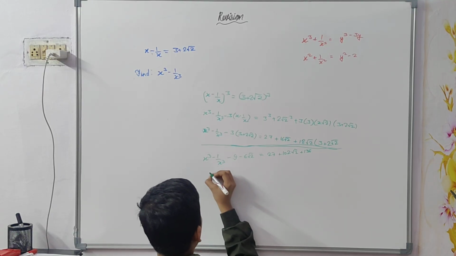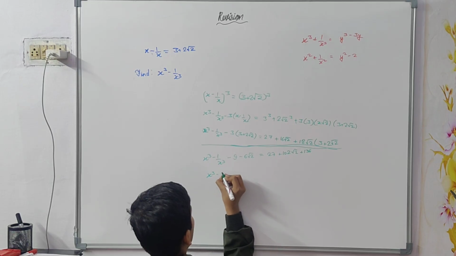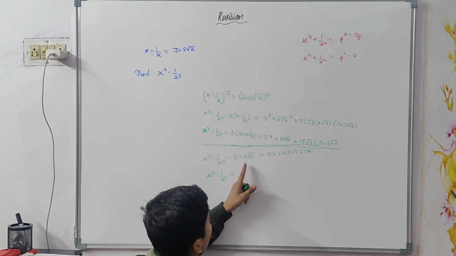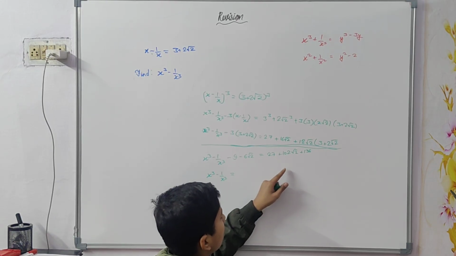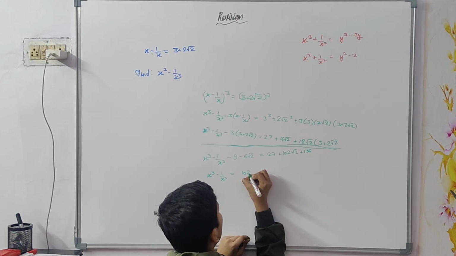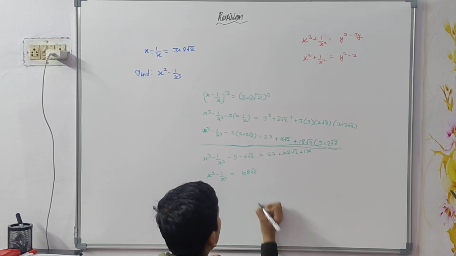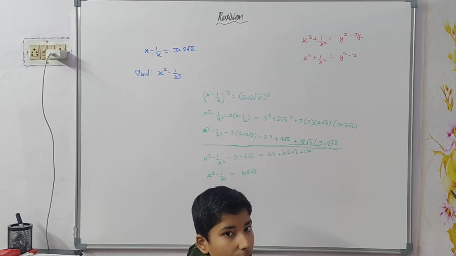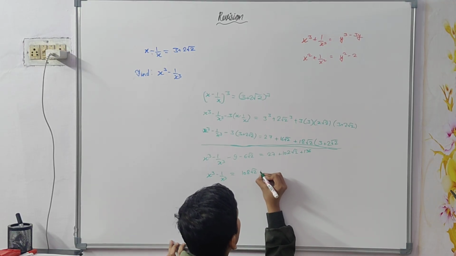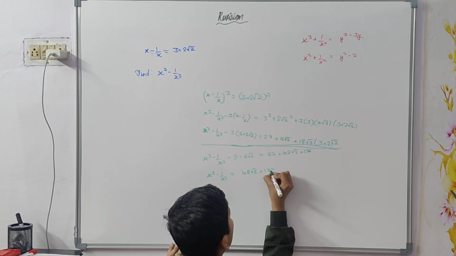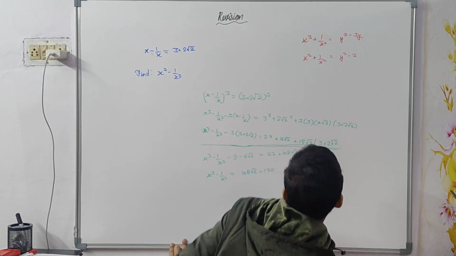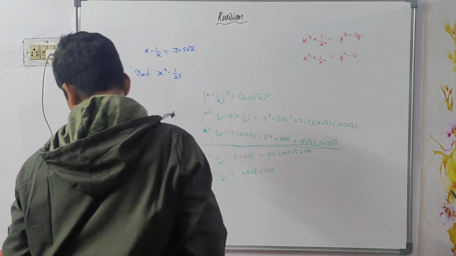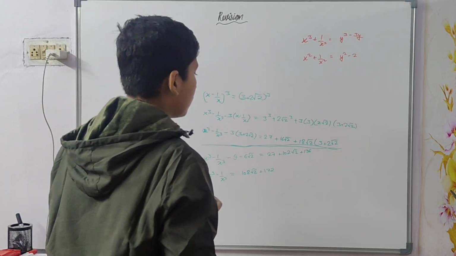Okay, so now I have to solve this. x cube minus 1 by x cube equals 6 root 2 plus 102 root 2, which is 108 root 2, plus 27 plus 136 plus 36, which is 172. So our answer is 108 root 2 plus 172.